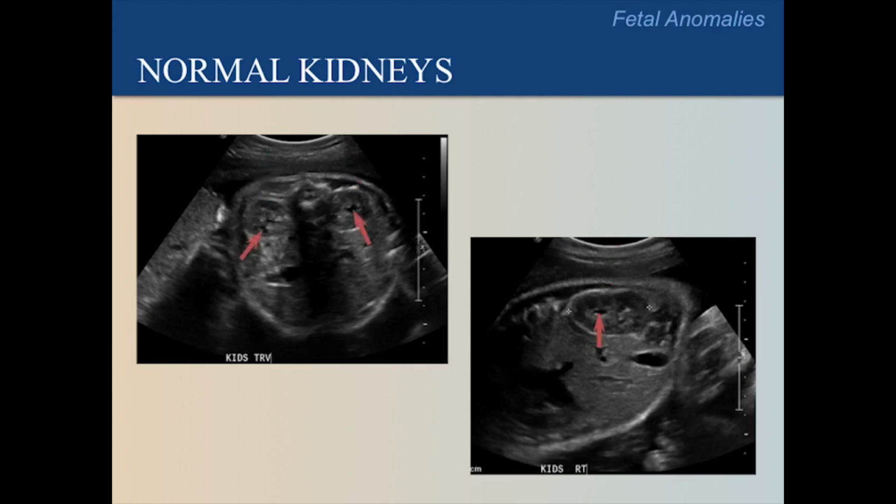Here we have labeled the urine inside the kidneys with arrows. It is normal to see a small amount of urine in the kidneys. Because urine is fluid, it appears black. These images are normal.